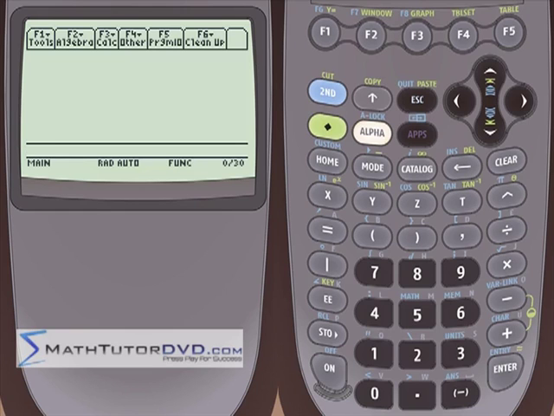Hello and welcome to the tutorial on the TI-89 calculator tutor. Here we're going to continue talking about matrix operations, and we're going to learn how to use the calculator's power to solve a system of equations.